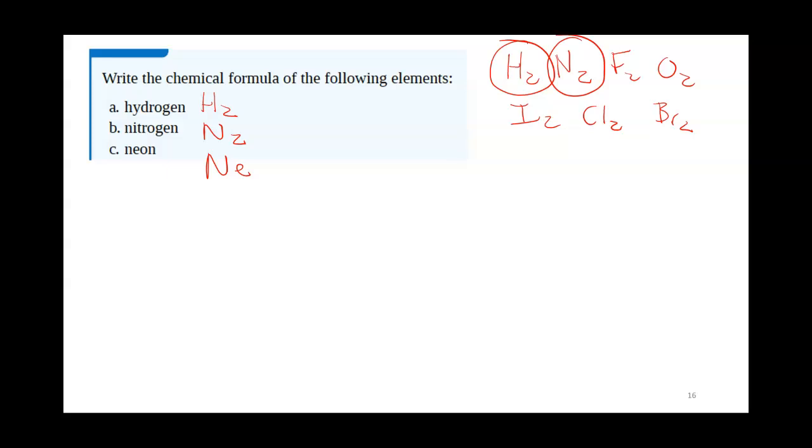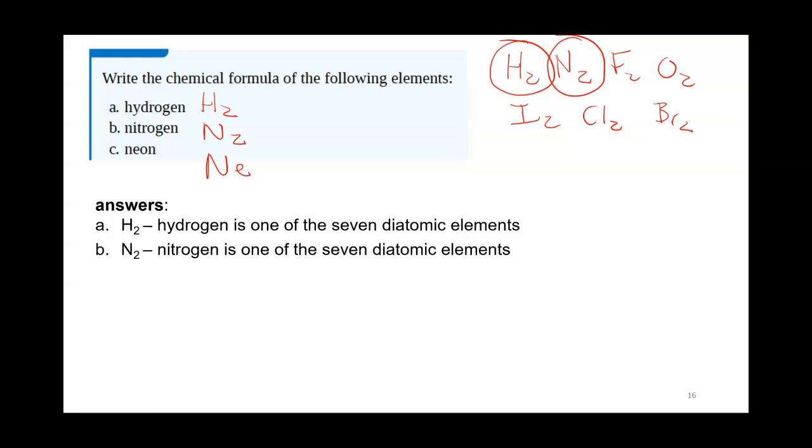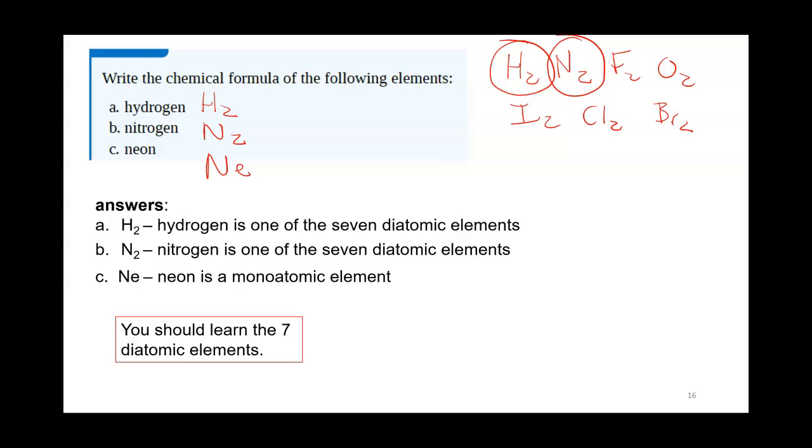Now, we're getting these symbols from the periodic table and also the list of element names and symbols. So hydrogen is one of the 7 diatomic elements, so we're going to write its formula as H2. Nitrogen is also one of the 7 diatomic elements, so we write its formula as N2. And neon is what we call a monatomic element, so we just give the atomic symbol for neon. It's important that you learn the 7 diatomic elements, or you're going to be confused when it comes to answering story problems.